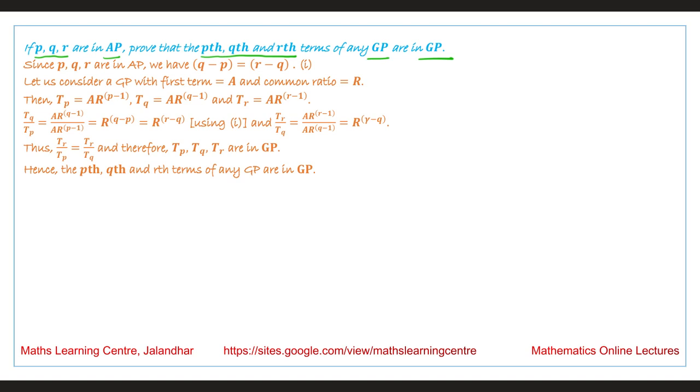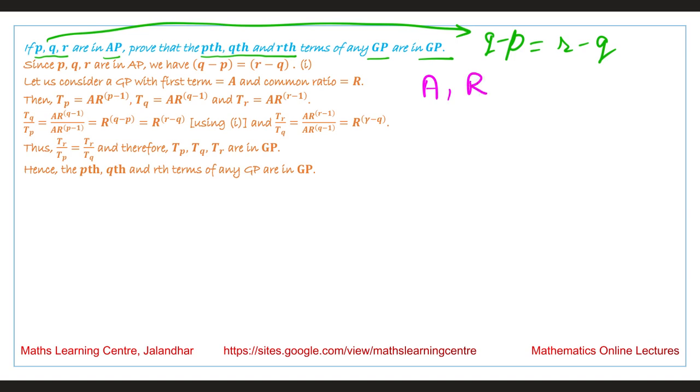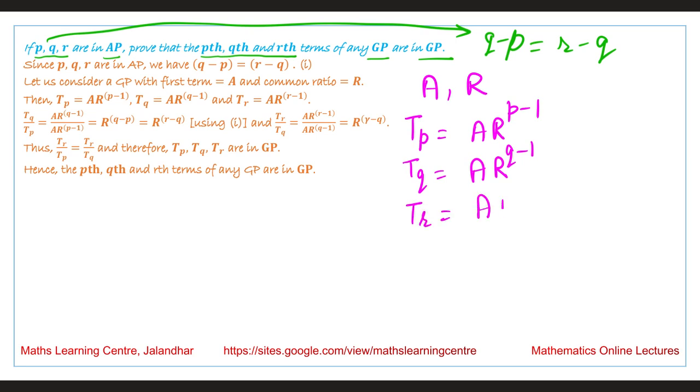It is being given that P, Q, R are in AP. So what we have is that Q minus P is equal to R minus Q. Now suppose we are talking about a GP whose first term is A and the common ratio is R. Then the Pth term of this GP is A R raised to the power P minus 1. Qth term of this GP is A R raised to the power Q minus 1. And Rth term of this GP is A R raised to the power R minus 1.